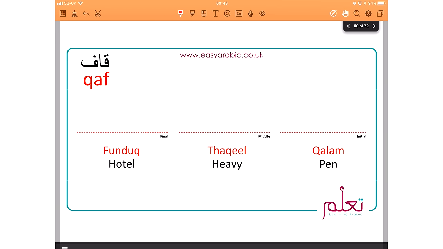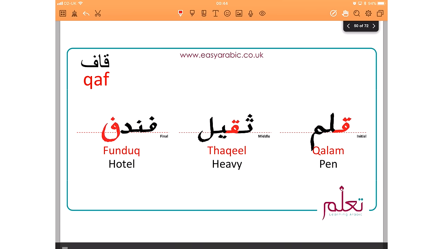Examples, so we have qalam, then we have the lam, and the meem, qalam. Next one, we have thakil. So we have the tha. Then we have the qaf. Then we have the ya. Then we have the lam. Thakil. Next one is funduk. So we have the fa. Then the noon. Then the dal. And because the qaf dal is a naughty letter, we have the qaf on its own. Funduq.